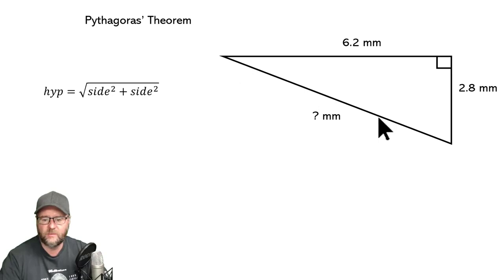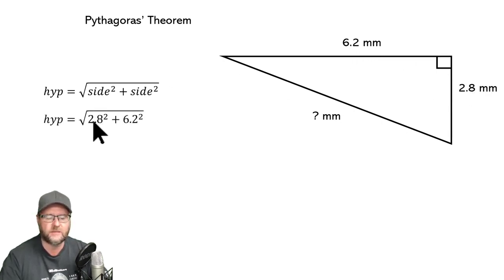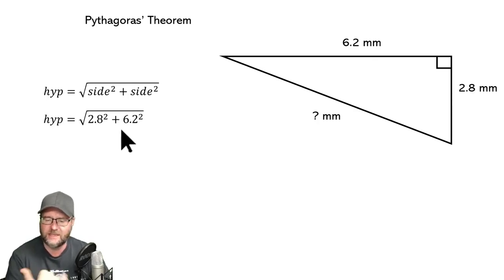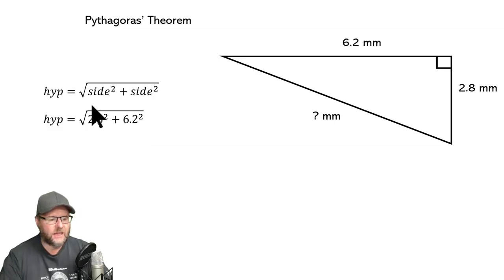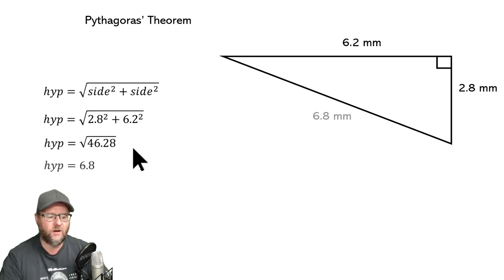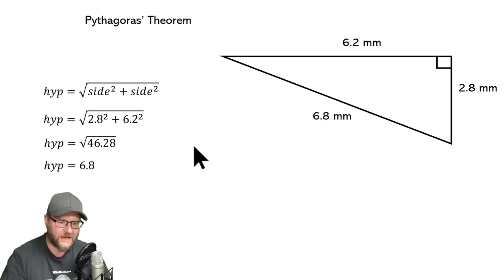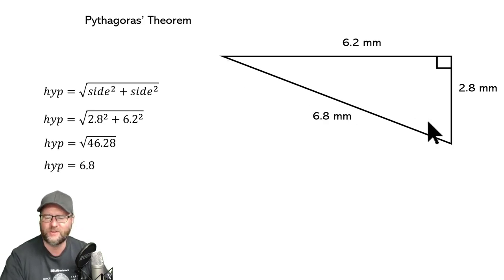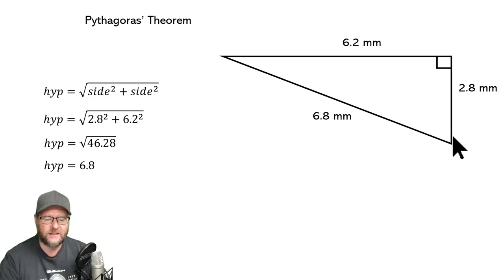The length of this hypotenuse is simply the square root of one side squared plus the other side squared. And here are my two sides, 6.2 and 2.8. So I'm going to put them in. It doesn't matter which one I do first, because you can add things in any order. That's not a problem. And I can put that now into my calculator, and I'll get a value of 6.8. So the length of this hypotenuse is 6.8 millimeters.